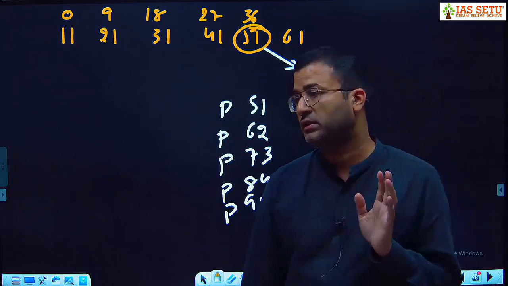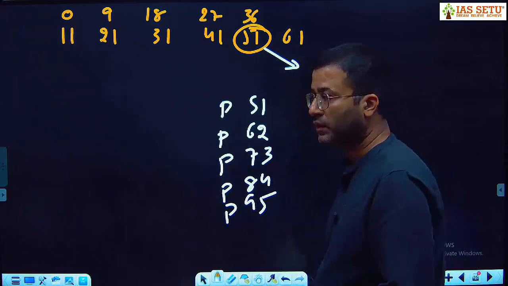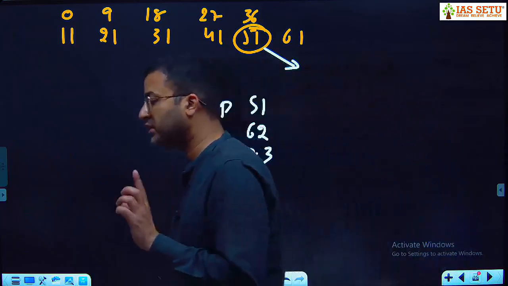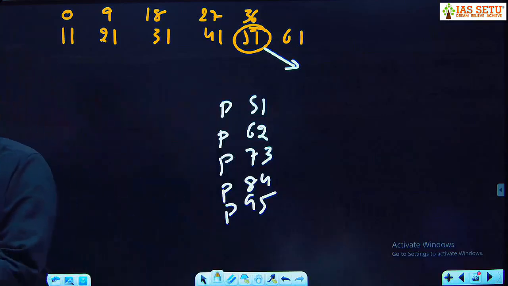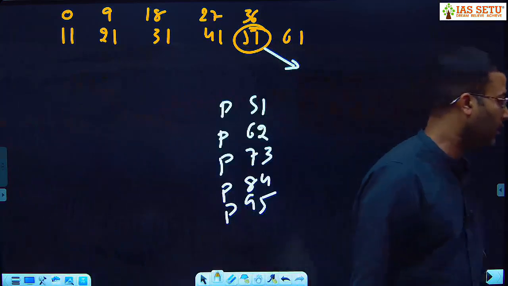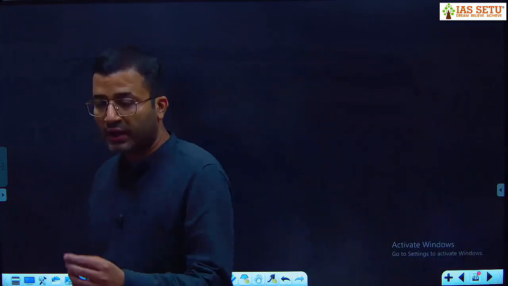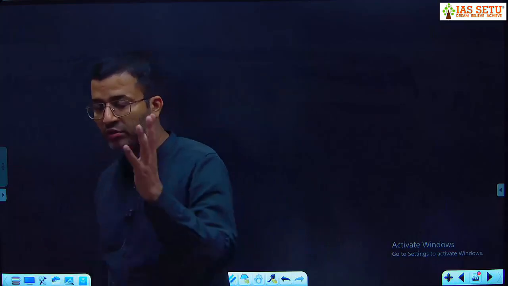Is this clear? Is this first observation clear? The difference is coming 0, 9, 18, 27, that is, 0 or a multiple of 9. The second observation here is: tell me any two-digit number, your favorite two-digit number.